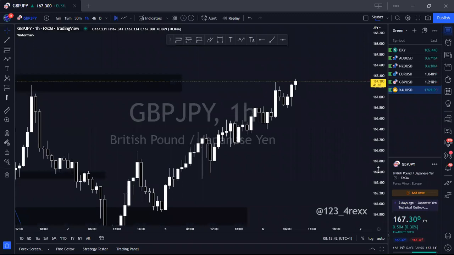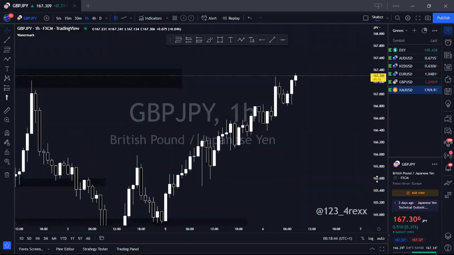GBP/JPY is always tricky, honestly. It's always tricky.